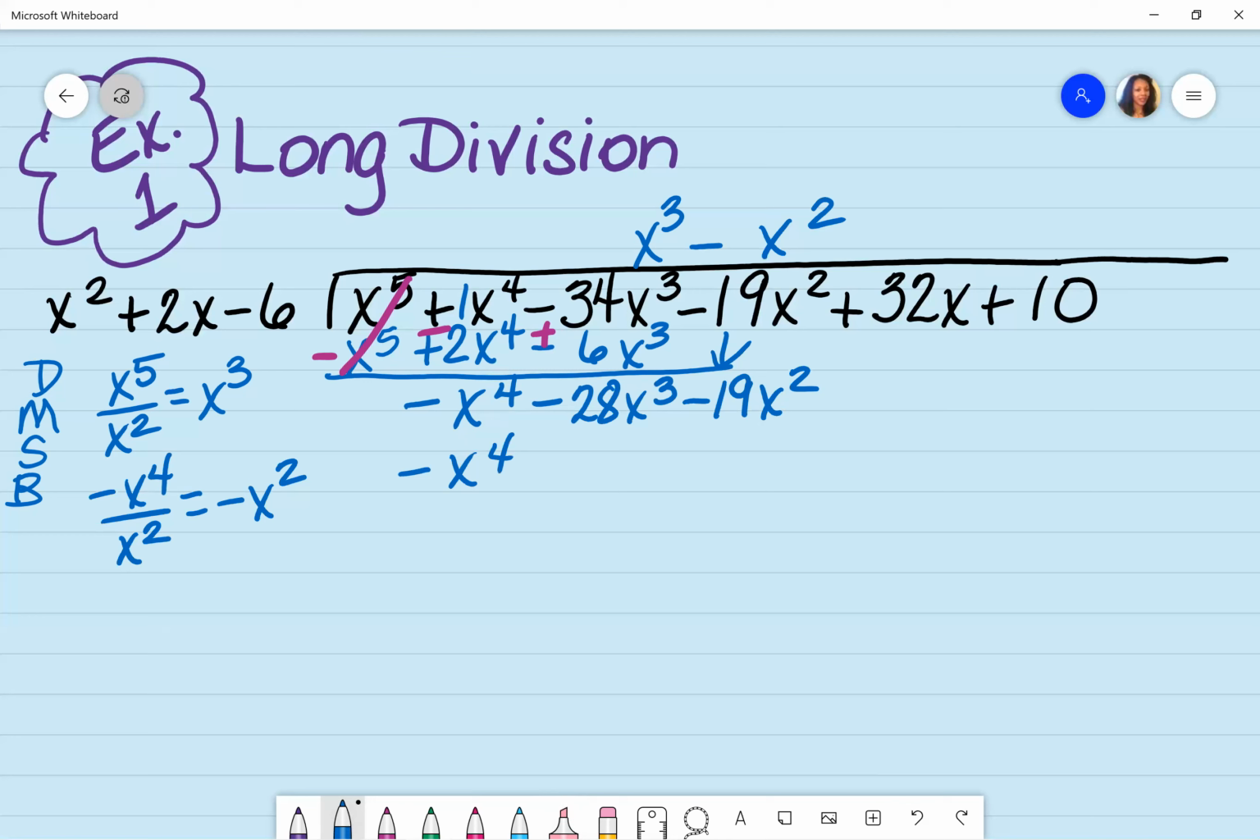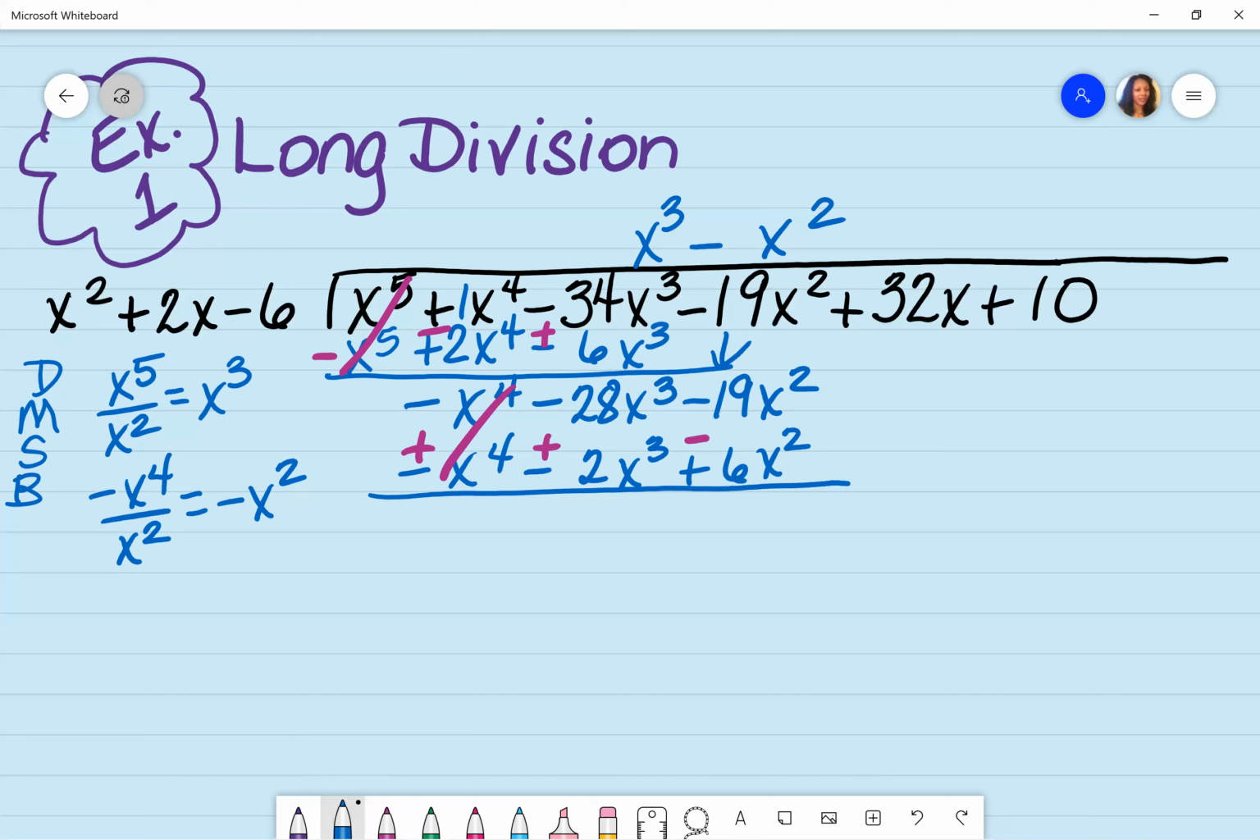Negative x squared times 2x is negative 2x cubed because I'm adding the exponents. And then the next one is going to be plus 6x, because a negative times another negative is a positive. I'm now subtracting, so I'm going to change the signs for everyone. Plus, plus, minus. The first one always goes away.